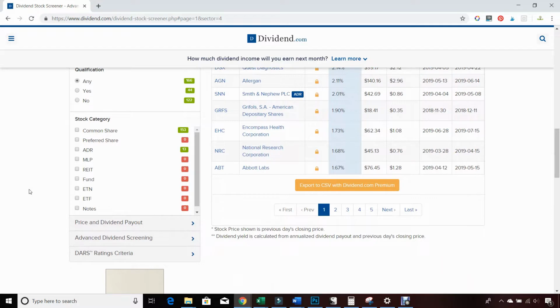Now, this is really cool because on Dividend.com, you can also screen by the type of stock that it is. Obviously, you can screen by common shares, but you can also screen by preferred shares. If you were searching for specifically MLPs or REITs, you can do that as well.